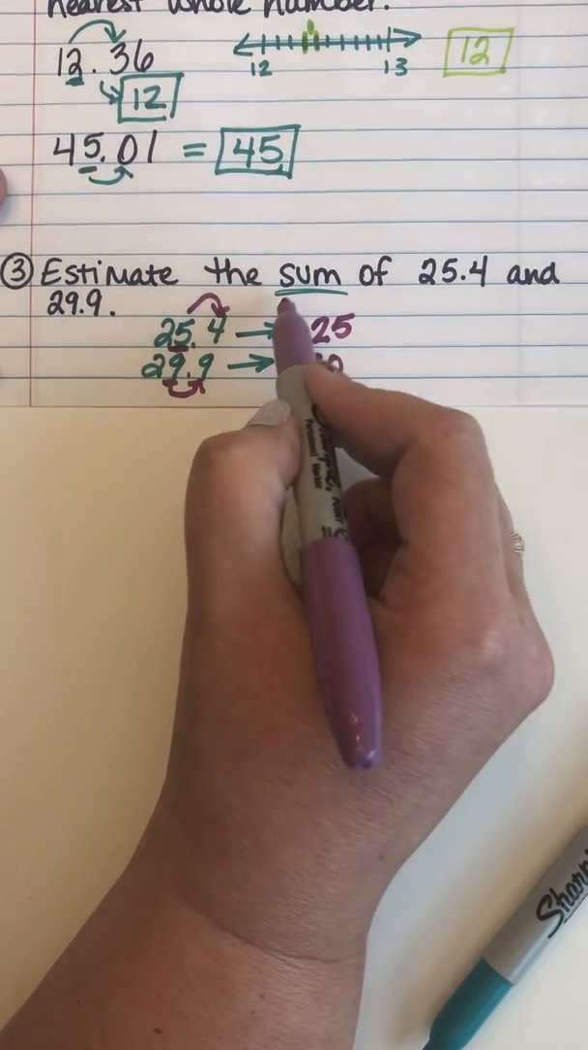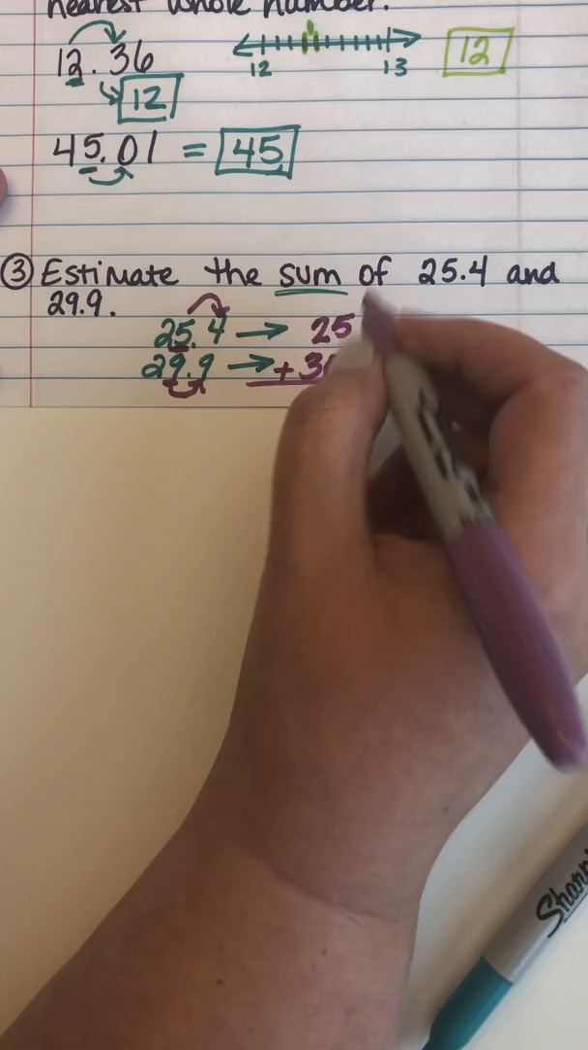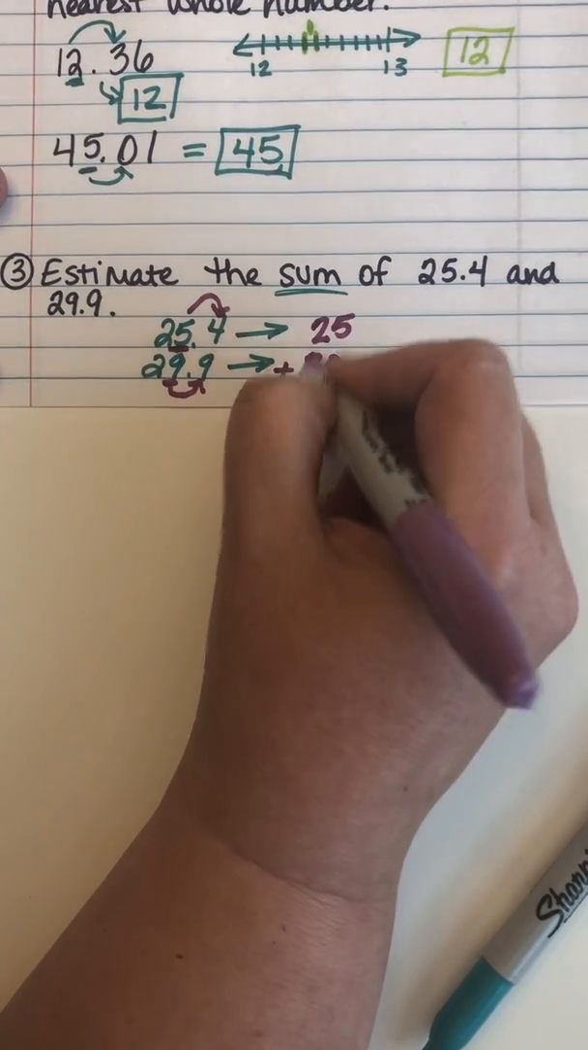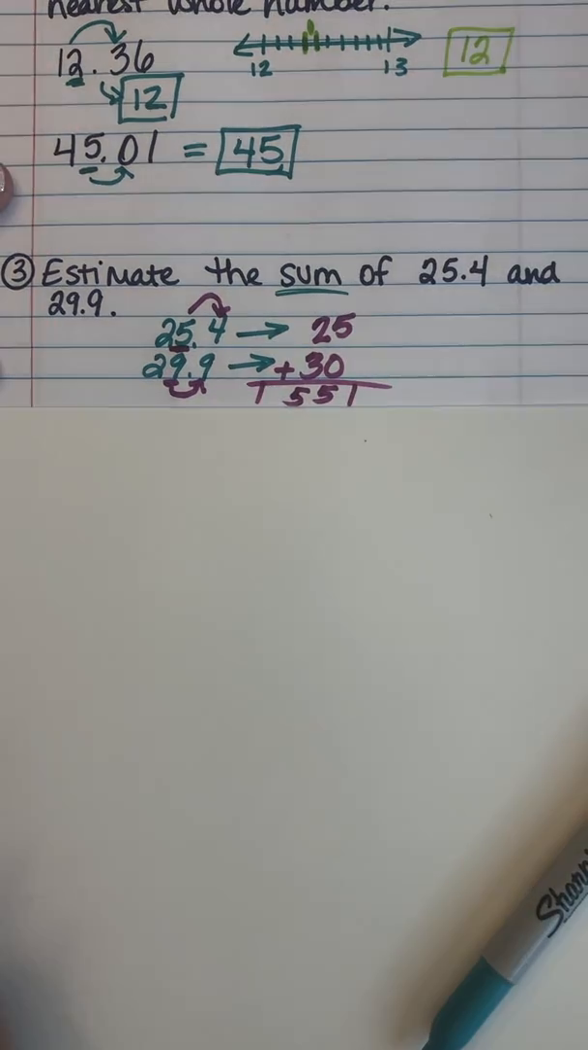Now, I am estimating, as we talked about, the sum. So I have to add my numbers. 5 plus 0 is 5. 2 plus 3 is 5. So my answer is 55.